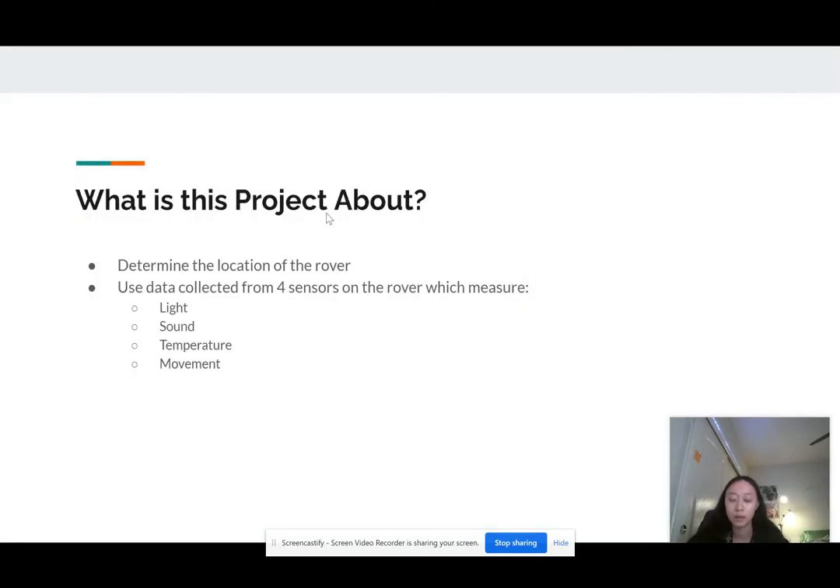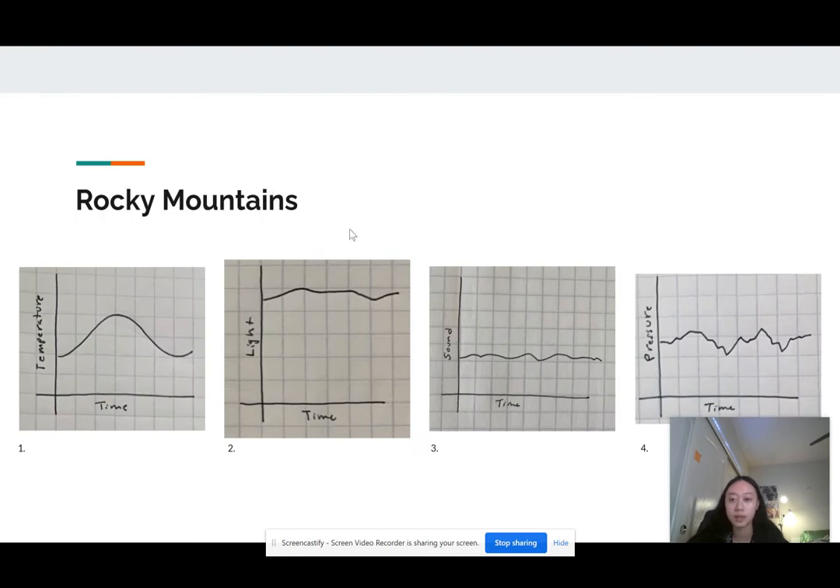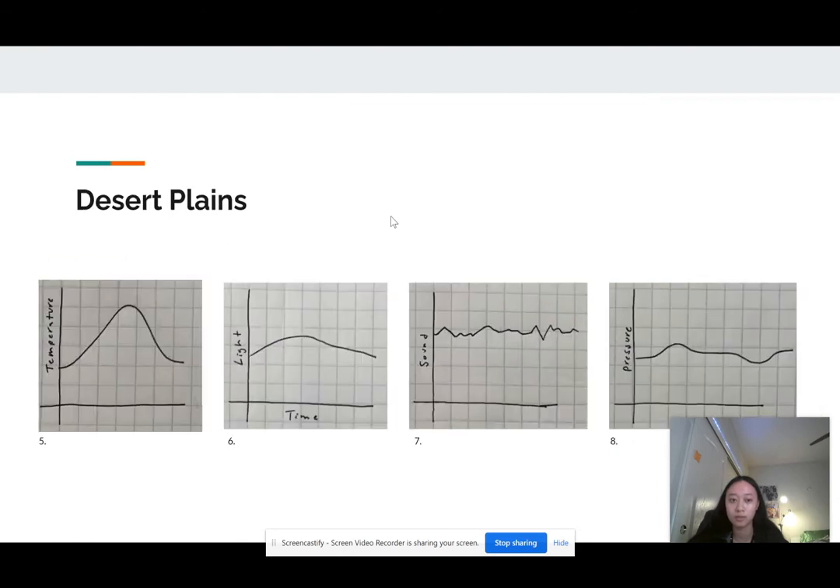So what is this project about? The goal of this project is to determine the location of the rover based on the data collected from its 4 sensors, which measure light, sound, temperature, and movement. In the following slides, I'll be presenting my sketched graphs based on research and the descriptions provided from PLTW, and I numbered each graph, which correspond to a site, which will be linked in the works cited.